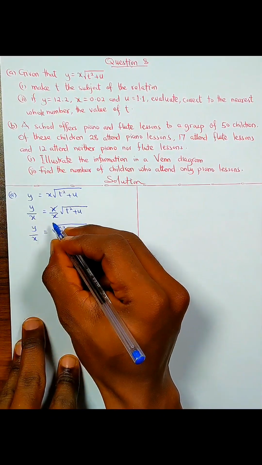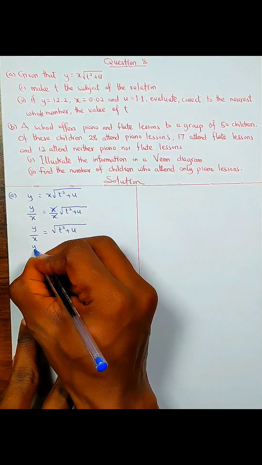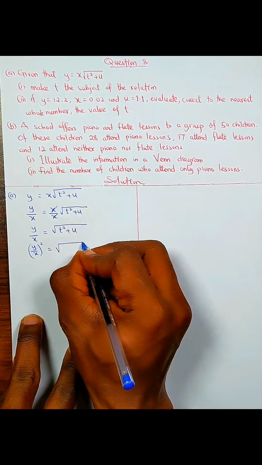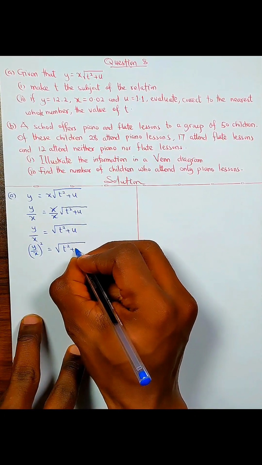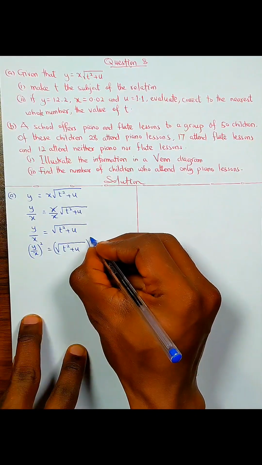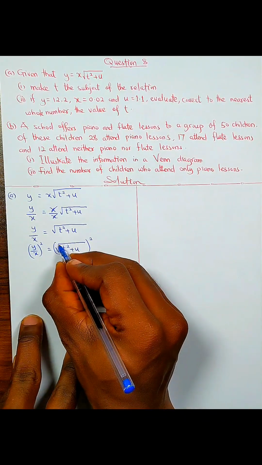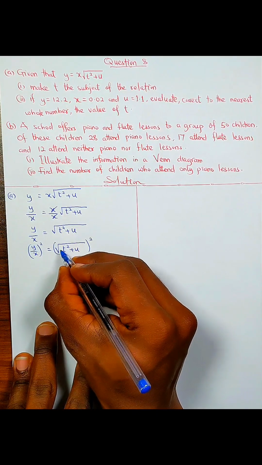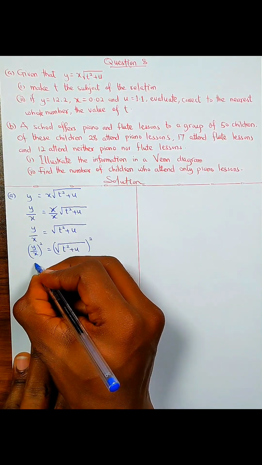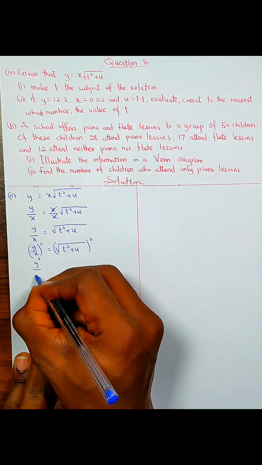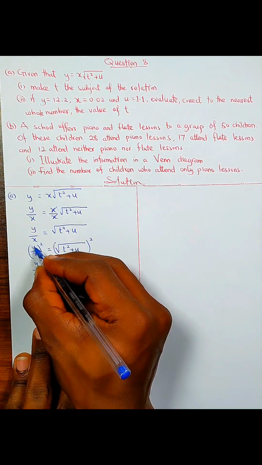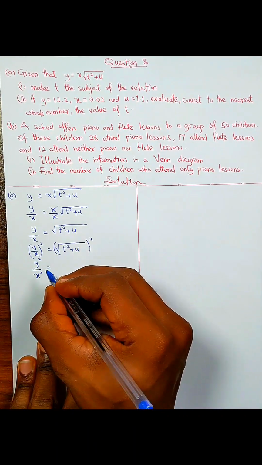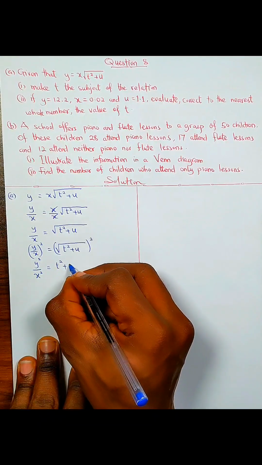I'm going to square the left hand side and the right hand side. So I'm going to get y over x all squared is equal to square root of t squared plus u all squared. So the squared here cancels out with the square root and eliminates it. Squaring this side, we are going to get y squared over x squared. The squared is affecting both the numerator and the denominator. So on the right we are left with t squared plus u.